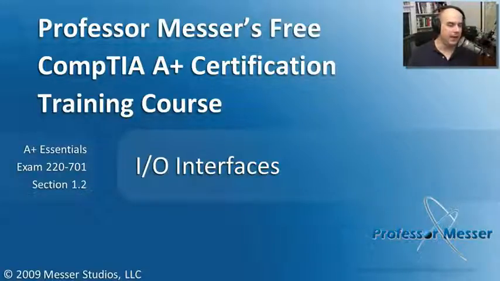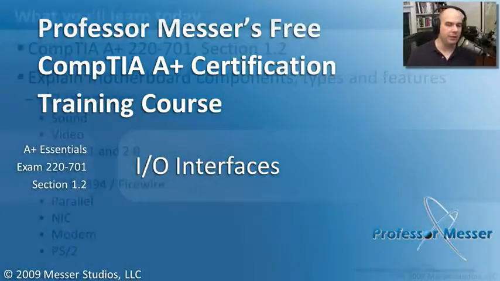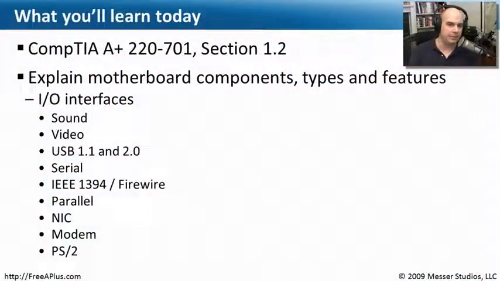I'm James Messer, and in this module we're going to look at I/O interfaces, the input-output interfaces on your computer. This comes from the CompTIA A+ exam requirements of the 220-701 Essentials exam, section 1.2, where we need to know all about these different I/O interfaces: sound and video and USB and serial and FireWire, etc. There are so many different ports in the back of your computer for input and output, and for your A+ exam you need to be able to look at any one of those and know exactly what it is. So you're going to learn a lot about all of these interfaces in this module.